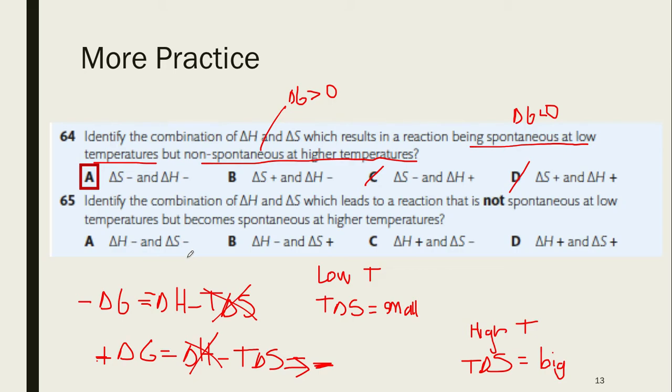Okay, I know this question might be a bit confusing, but if you just remember the Gibbs free energy equation and look at low temperature versus high temperature, that will help you determine positive or negative. Okay, number 65 is just the opposite of 64. This one's asking not spontaneous at low temperatures, but becomes spontaneous at higher temperatures. So if delta S and delta H were both negative before, here they're both going to be positive.